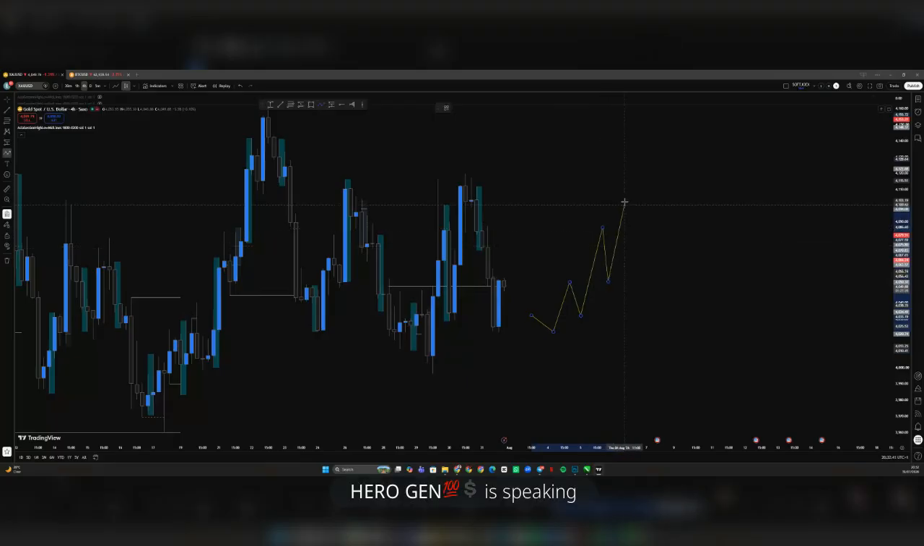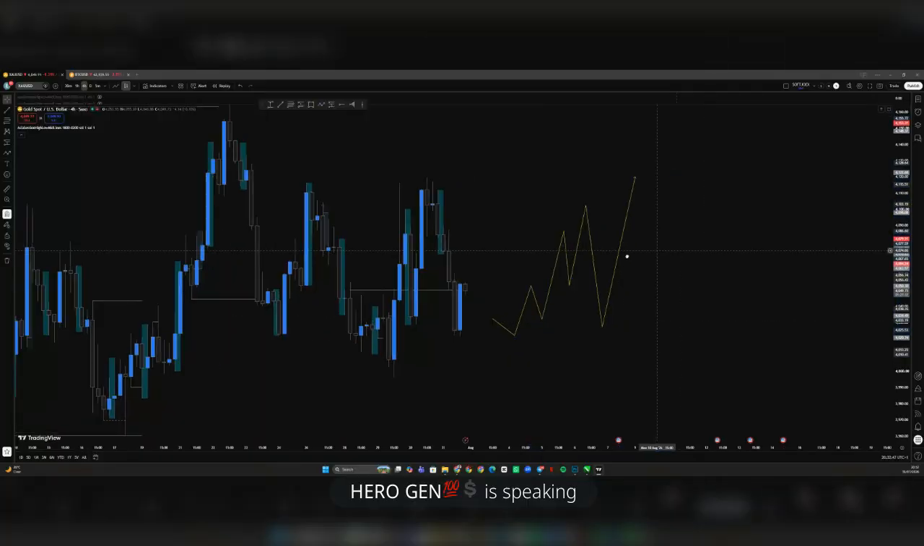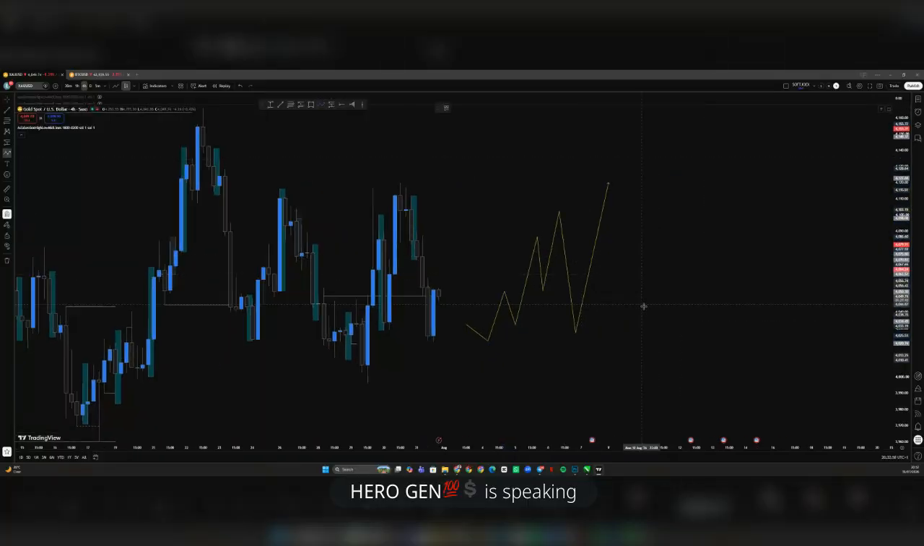So price decides to take out the last low. This is the liquidity engagement. The second type is engineered liquidity. So we have price giving us a point of engineered liquidity.